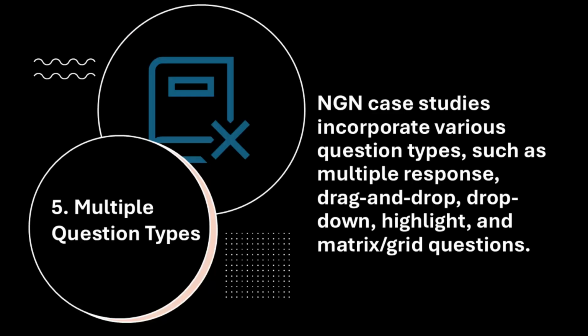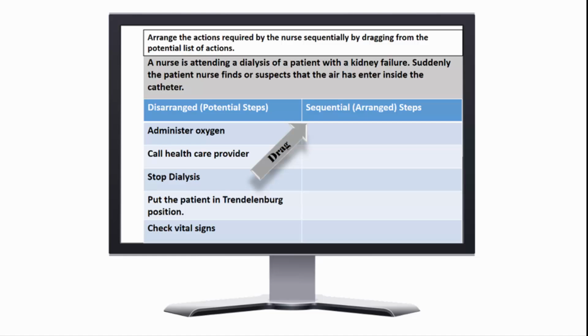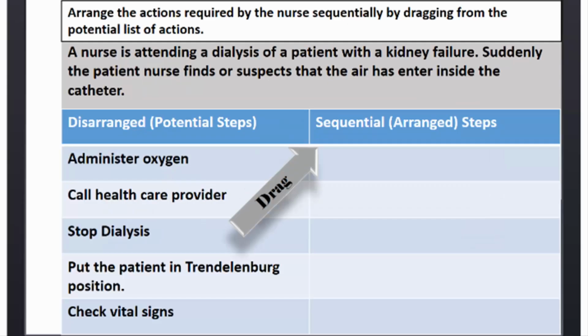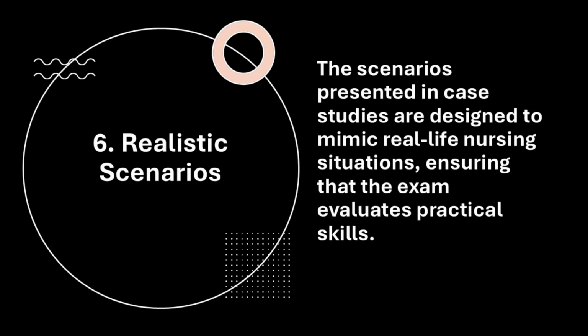5. Multiple question types. NGN case studies incorporate various question types, such as multiple response, drag and drop, drop down, highlight, and matrix grid questions. These formats test different aspects of clinical reasoning and decision-making. For example, you might be asked to drag and drop the correct sequence of interventions for a patient experiencing a stroke.